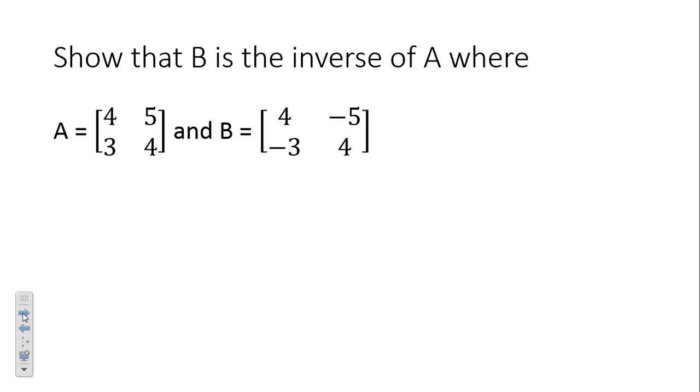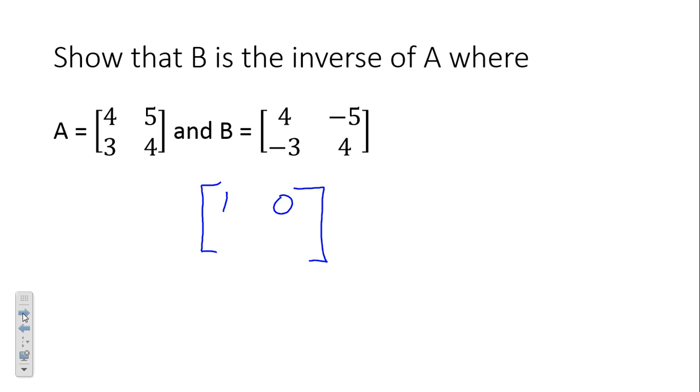Okay? 2 by 2 times a 2 by 2 will be a 2 by 2. This first element is the first row, first column. So, we take the first row times the first column. 4 times 4, 5 times 3. 16 and negative 15. First row, second column element. We're going to take the first row times the second column. 4 times negative 5. And 5 times 4. Negative 20 and 20. So far, so good.